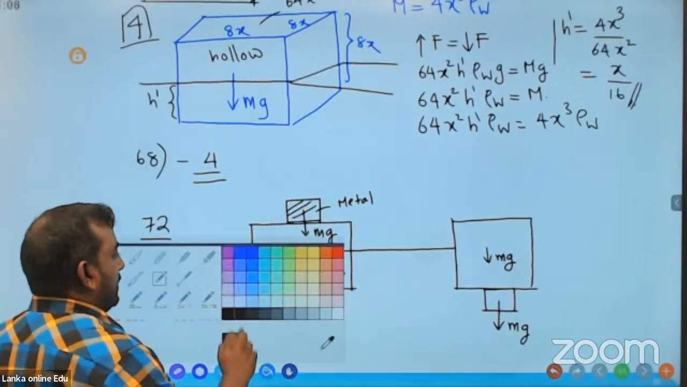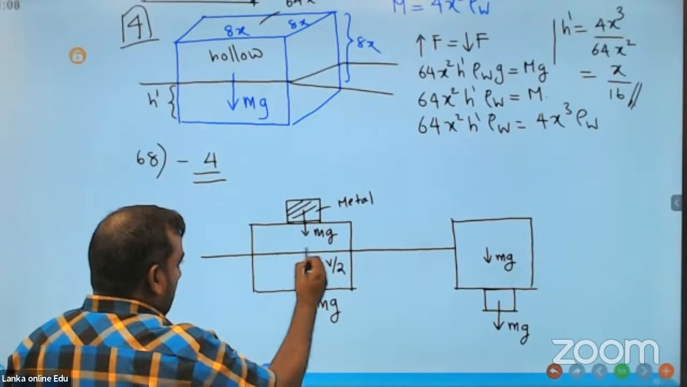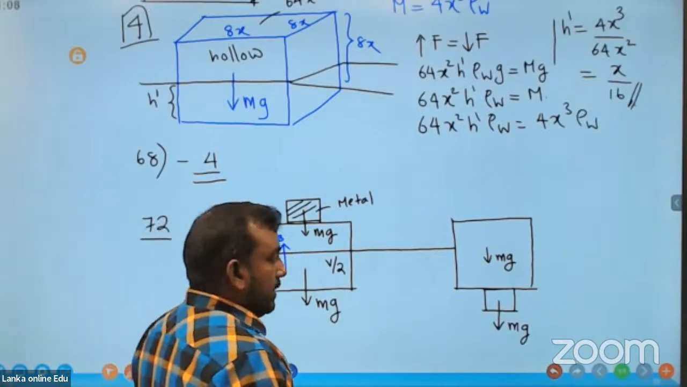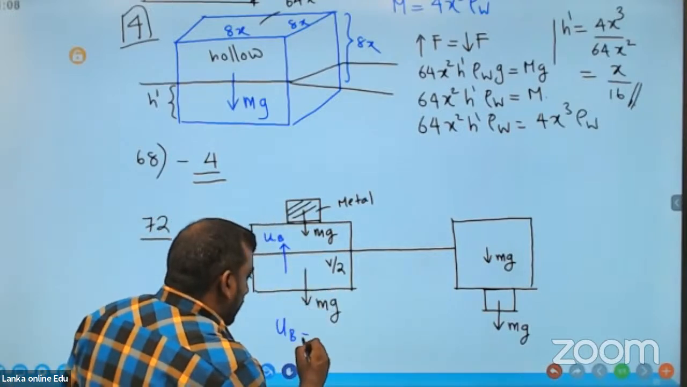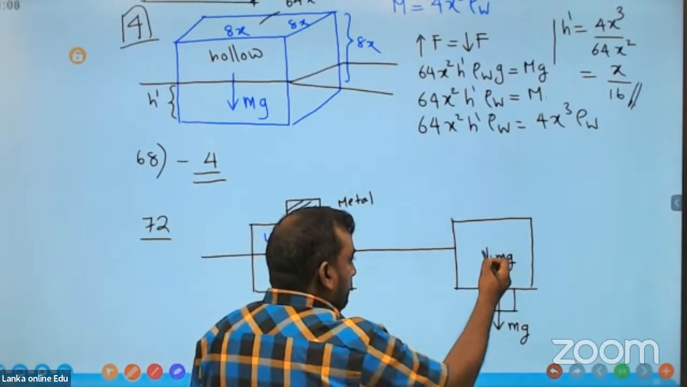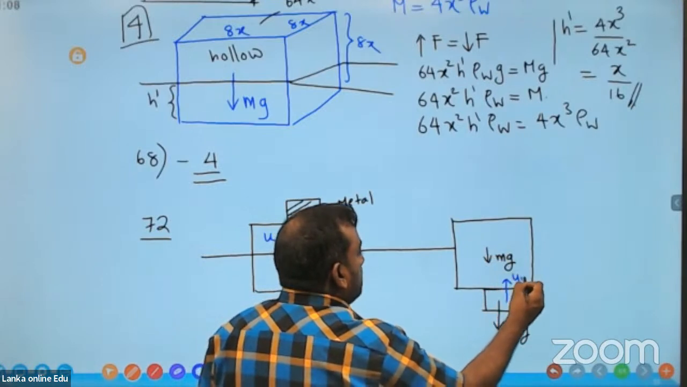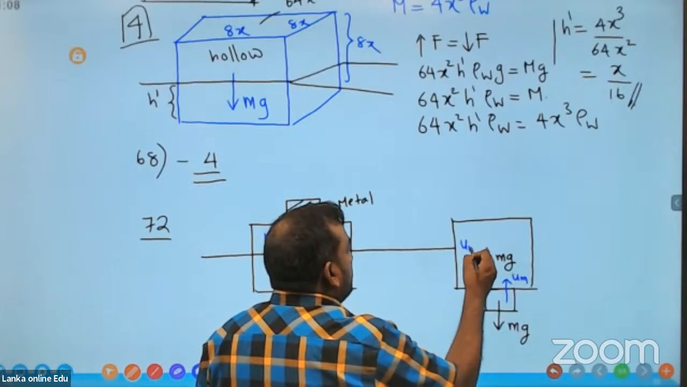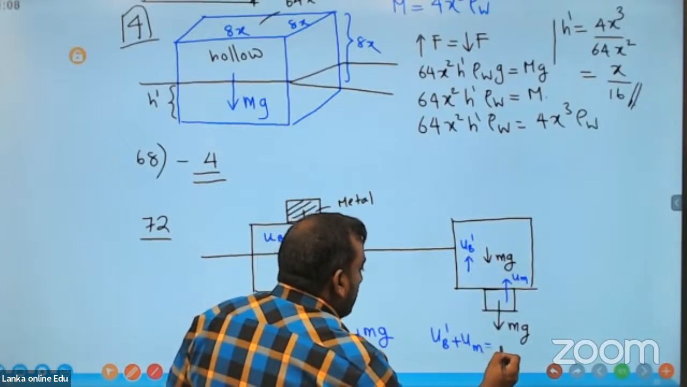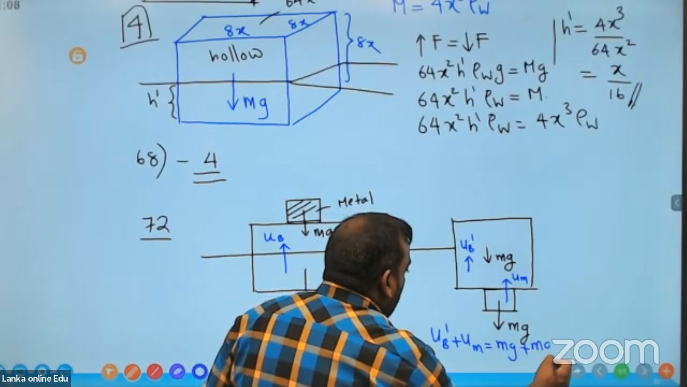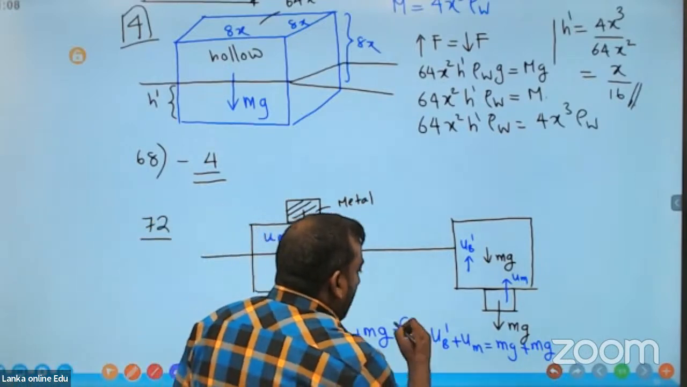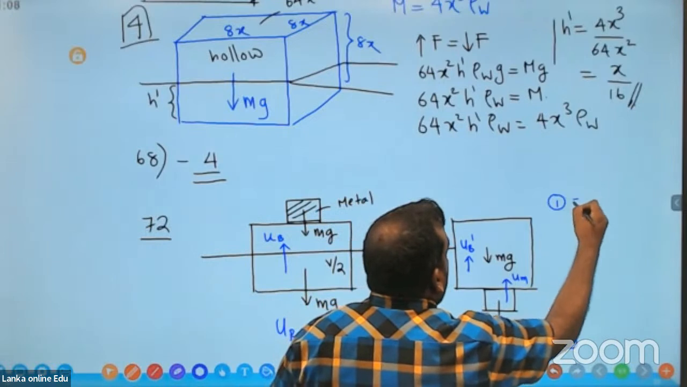But here, logic: upthrust is acting completely on the block. The upthrust on the block only balances mg plus mg. Now there is upthrust on the metal also and upthrust on the block also. Part of this: UB dash plus UM equals mg plus mg. Think carefully and tell me. Upthrust on the block, this is equation 1, this is equation 2, 1 and 2 are equal.